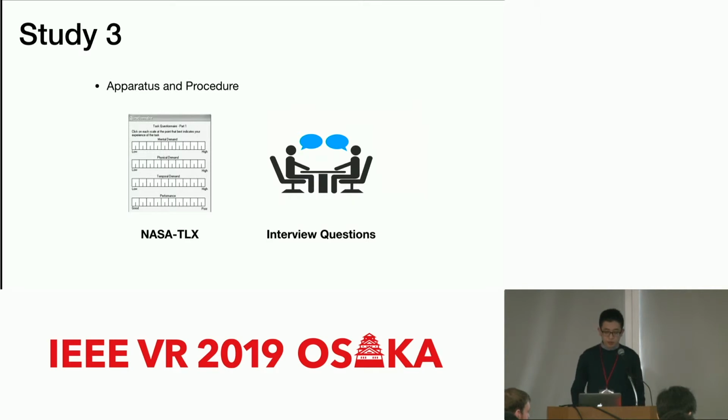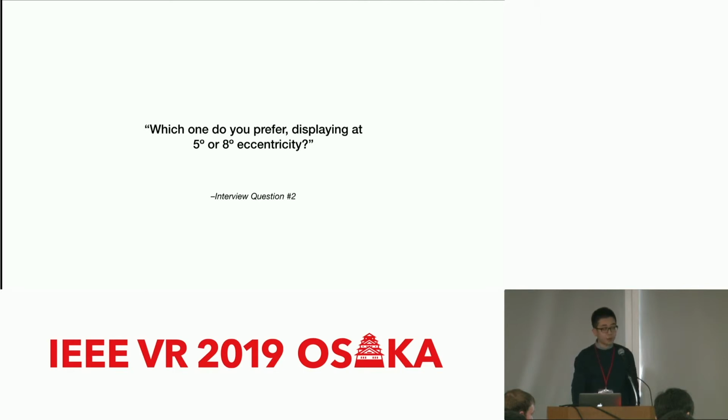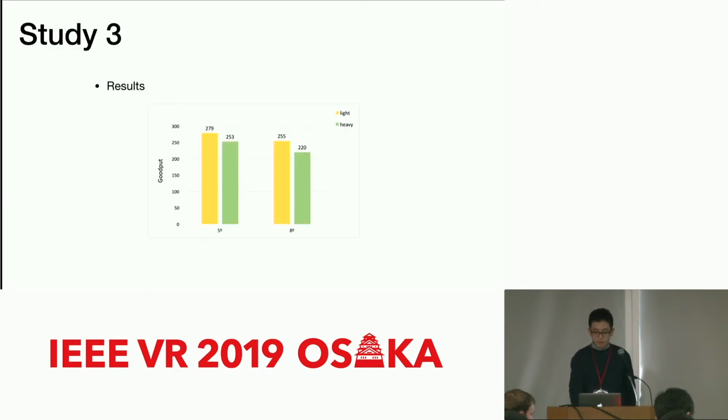After users finished the 20 trials for each condition, we first collected NASA-TLX index ratings, including the following 6 aspects: mental, physical, and temporal loading, as well as performance, effort, and frustration. Then, we interviewed participants with the following 2 questions. First one was, do you think PeriText is useful, and would you like to use it again in the future? The other question was, which one do you prefer, displaying at 5-degree or 8-degree eccentricity?